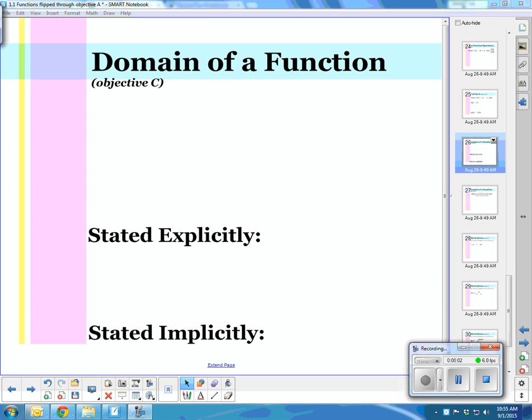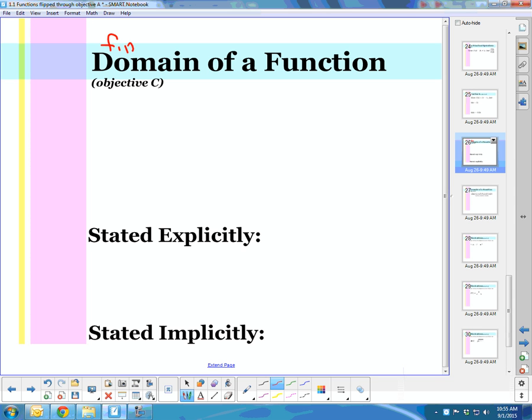Well, welcome to this flipped classroom video. Today we are going to talk about finding the domain of a function. Maybe I can put that at the top here. Not just what the domain is, but finding or determining the domain of a function. We'll start with a couple of vocabulary words and then just simply go through a few examples.